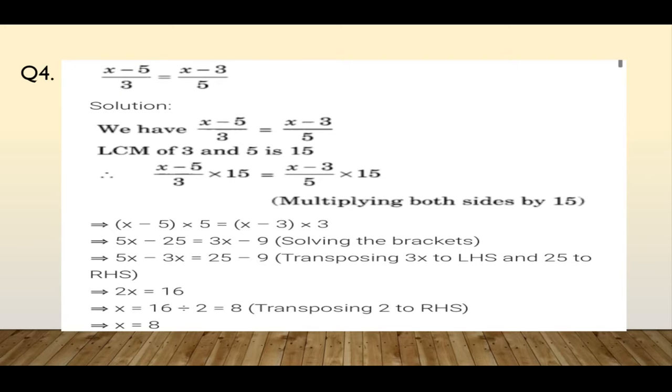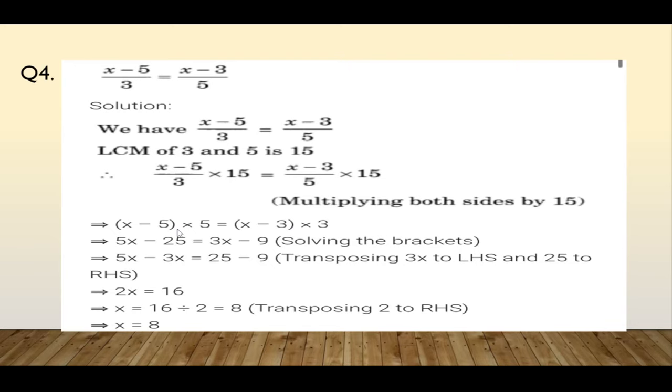You can take the LCM of 3 and 5, which is 15, and then you multiply with these terms. So what you'll get is (x minus 5) into 5, right? Because 3 and 15 will get cancelled, and similarly, 5 and 15 will also get cancelled. So basically, you can do simple cross multiplication also. But just to emphasize the previous method, I'm doing this.